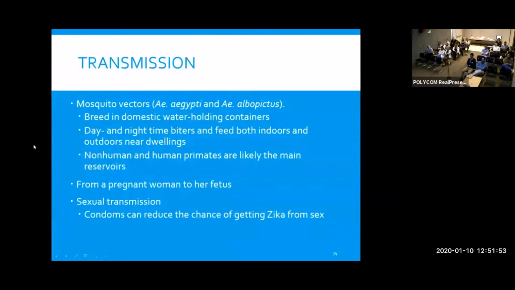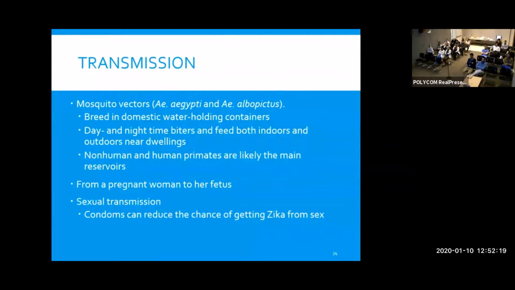So therefore, if your patient is going to a Zika endemic country, netting is quite important in addition to other mosquito repellents. You can get infected with Zika, obviously, through mosquito bite, but also through vertical transmission from a pregnant mother to a fetus, and also sexual transmission.